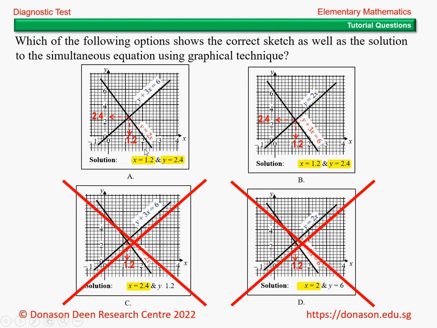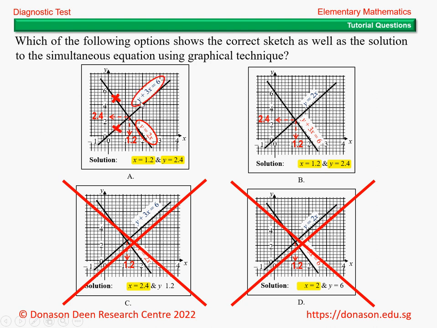Now let's go to the sketch of the diagram. Here, the graph is given as y equals 2x. It's a positive gradient of 2, and of course it should be upslope. So it's supposed to be going upslope. However, if you look at this line, it seems to be coming down. It's downslope. So we can see that this cannot be right. This sketch is wrong, and therefore we know right away A is not the possible answer.